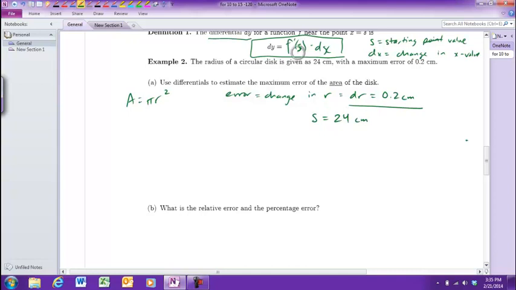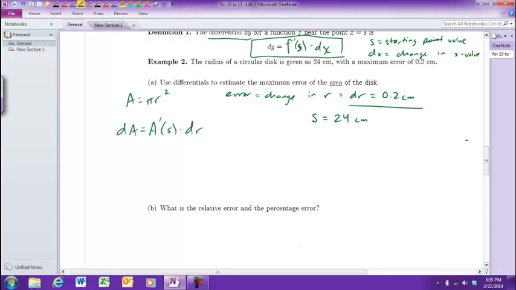And now, what is our formula for differentials? Well, we're going to use slightly different variables here. Instead of y and x, we've got A and r. So we're going to have dA is equal to f prime of s times dr. And really, this won't be an f, that'll be an A, because we're taking the derivative of the area function.